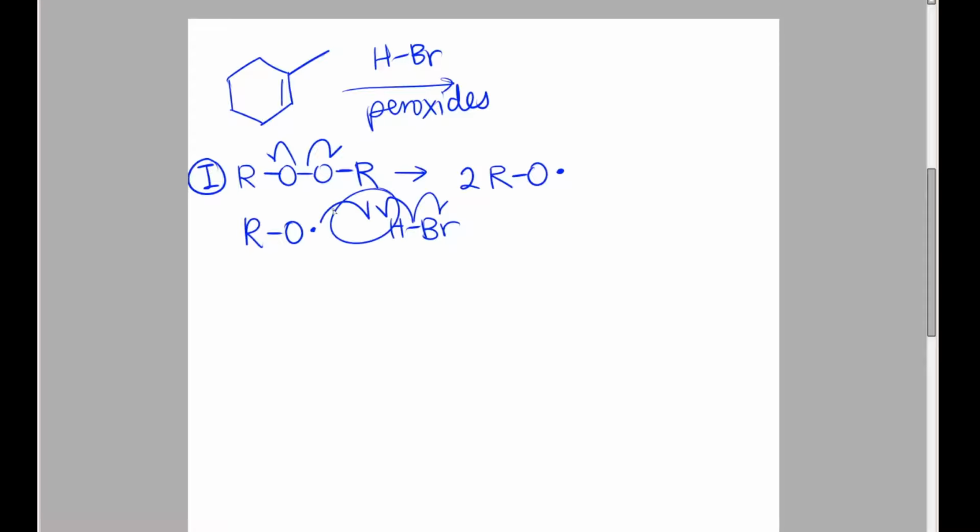And by the way, this is how you show a radical reaction forming 1 full bond. You just put 2 of these half arrows in the same direction, and that's how you show it. So we're going to end up with ROH, and we're going to have Br, like bromine, with a radical. The next step is propagation, where we go from 1 radical to another radical.